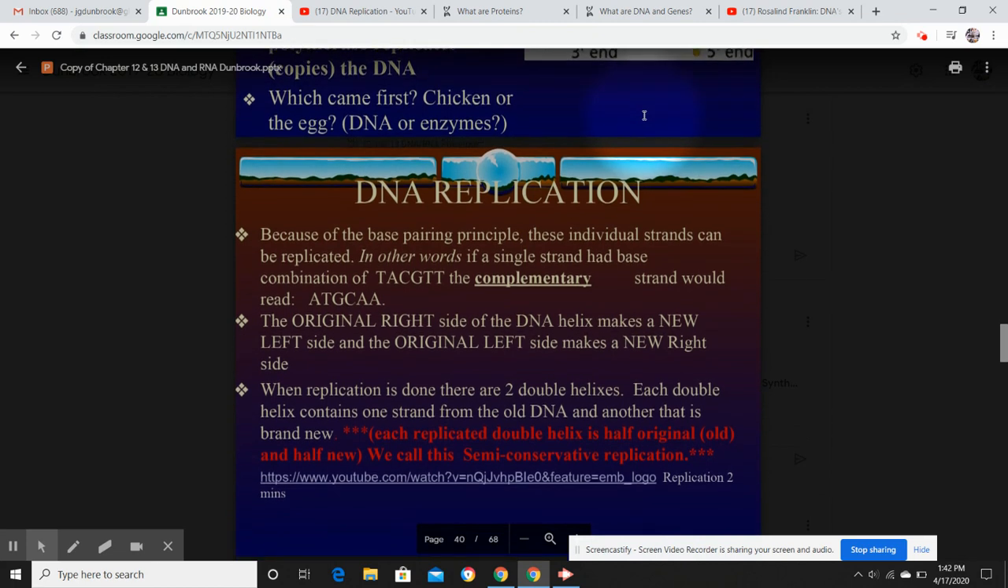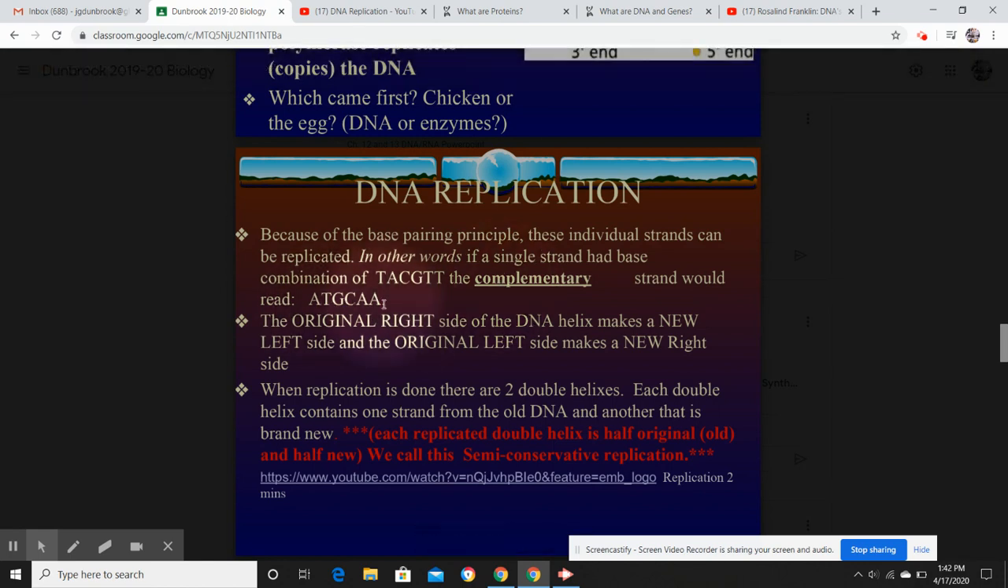All right, so DNA replication. Because of the base pairing principle, A to T, C to G, these individual strands can be replicated. They can be copied. In other words, let's pretend we unzipped a double-stranded DNA molecule. If one side of the strand, let's call it the left side, had a combination of, going from up to down, TAC, GTT, then the complementary strand that would be built next to that, to stick to that on the right side, would be ATGCAA.